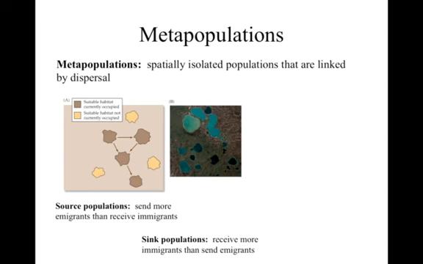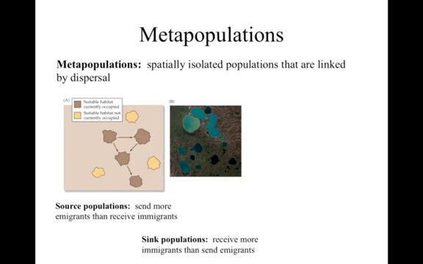So the source population may have really good environmental conditions for a couple of years in a row, and it keeps sending individuals to these sink populations where the environment may have been a little crappy for a couple of years in a row. But then when the conditions switch, maybe the sink populations end up having good conditions for a couple of years and they become the source, and the ones that used to be the source end up having bad conditions for a couple of years and they become the sink.